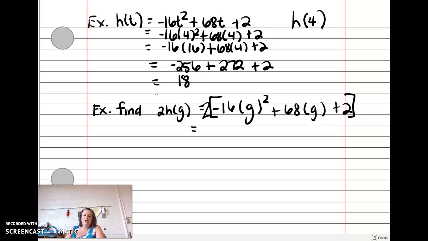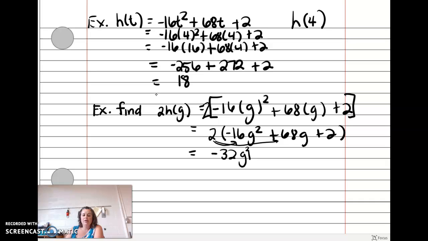So now the thing is, I don't know what g is, so I really can't do much. So I have the 2 times -16g squared plus 68g plus 2. And this is where our distributive property comes in. You have the -32 g squared, 2 times 68 gives 136g, and then the 2 times the 2 gives me 4. And because, again, I don't know what g is, I can't really go any farther than this.